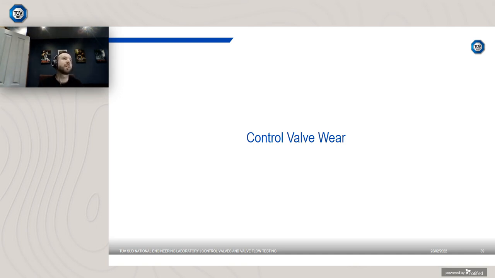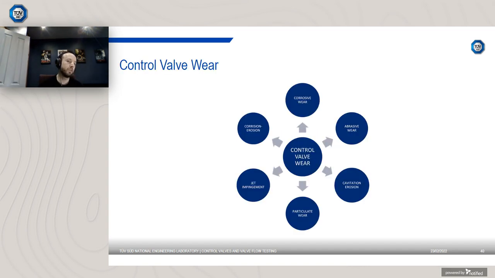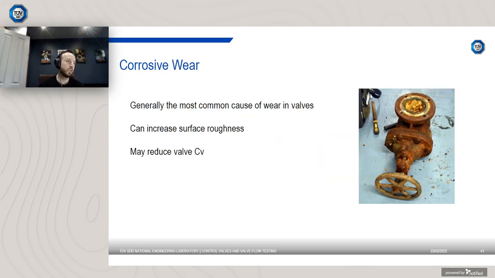So what are some of the things that can degrade and affect the performance of control valves over time? These are some of the main wear mechanisms that will affect a control valve's performance. I'm going to talk about some of these in a bit more detail. So the first one is corrosion or corrosive wear. It is, by and large, the most common cause of wear in valves.